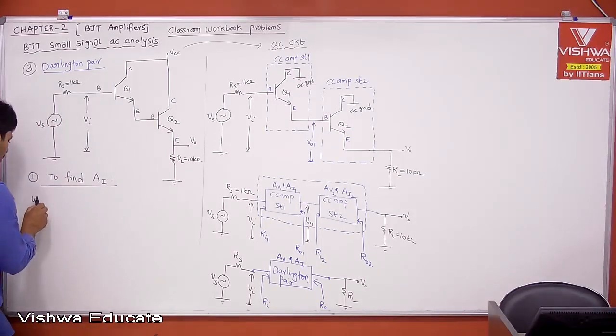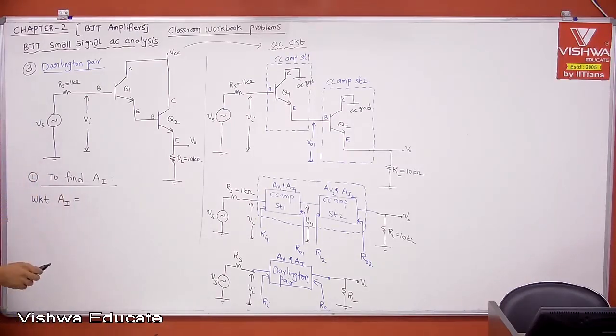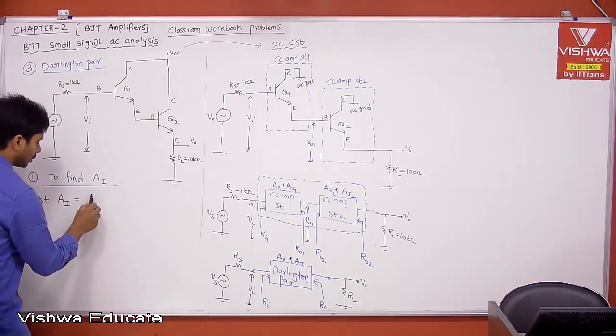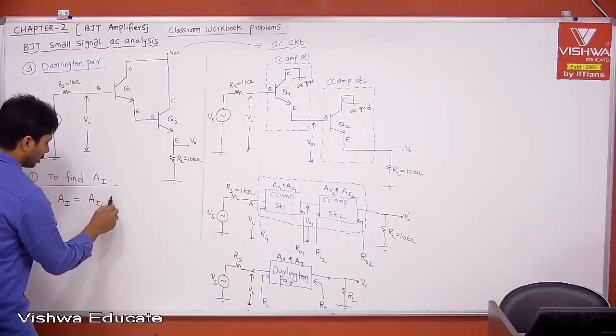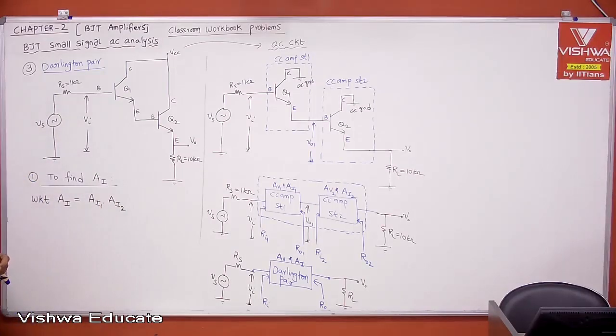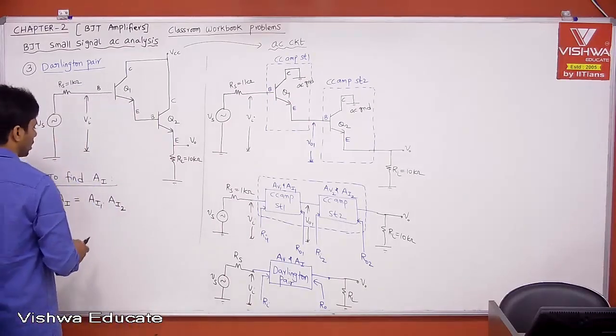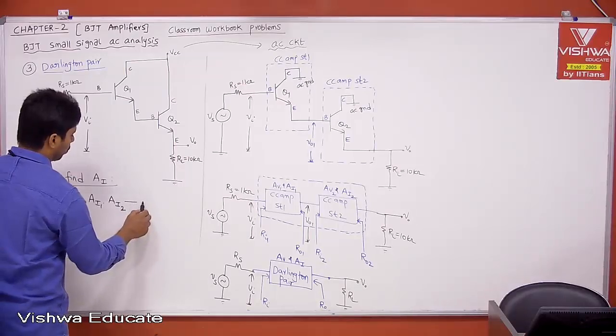Therefore, we know that, just listen, I'll give you time to write down. We know that AI is equal to AI1 into AI2. Therefore, if you know AI1 and then AI2, then only we can say AI. Therefore, you can say this is equation 1.